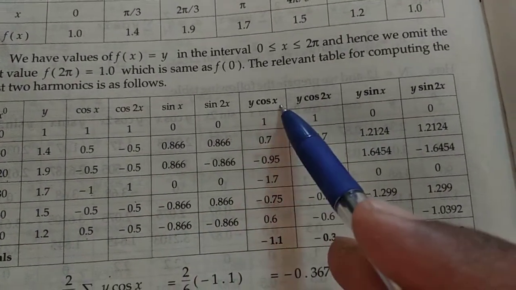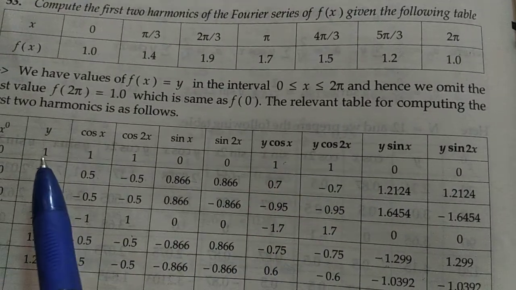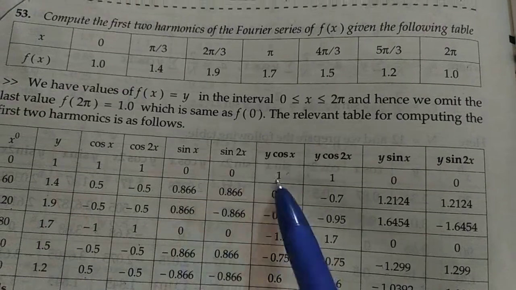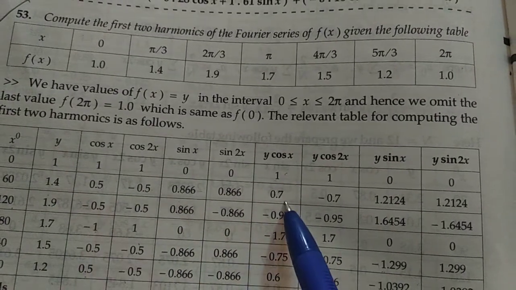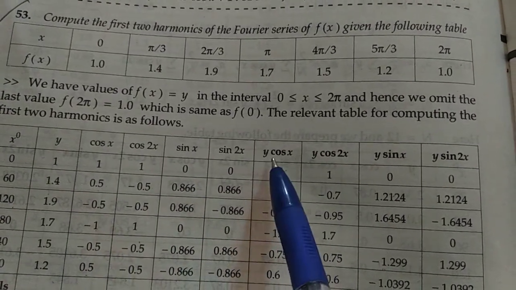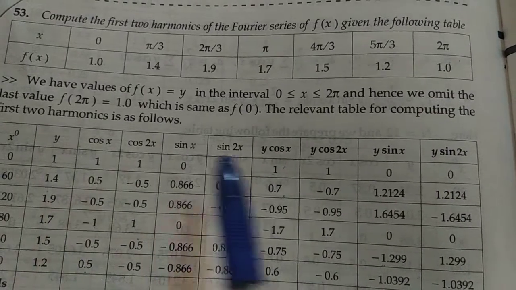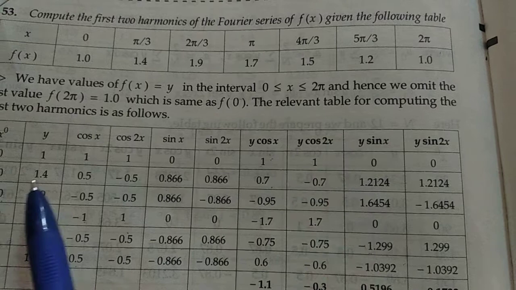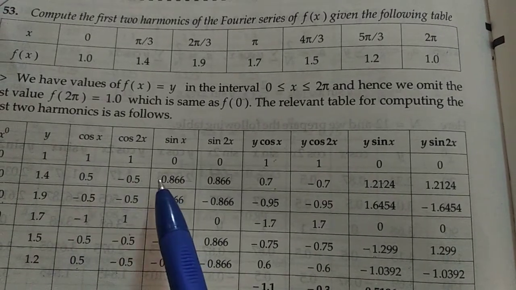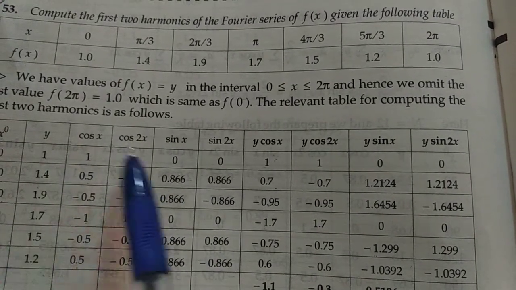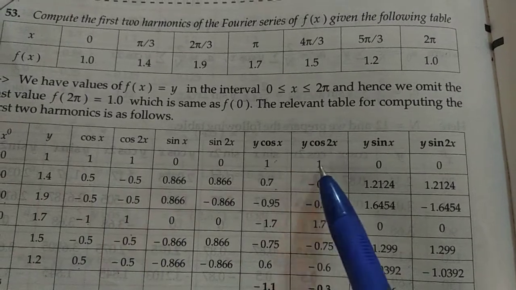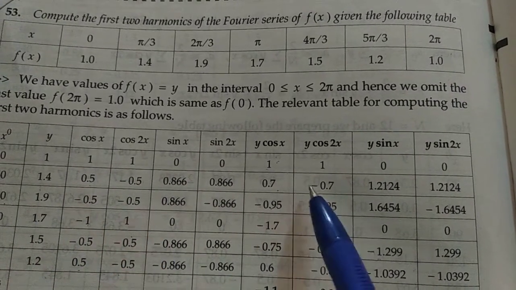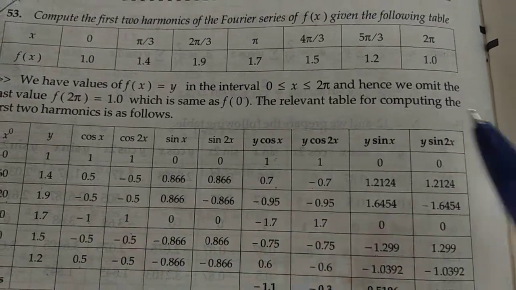Next, y into cos x. Y into cos x means you have to multiply the y column by the cos x column. So 1 into 1, 1.4 into 0.5, and whatever you get, you have to write. Next, y into cos 2x. The y column and the cos 2x column you have to multiply. 1 into 1 is 1. So 1.4 into minus 0.5 is minus 0.7. Like that you have to multiply.